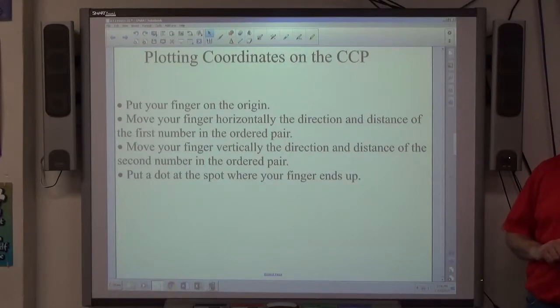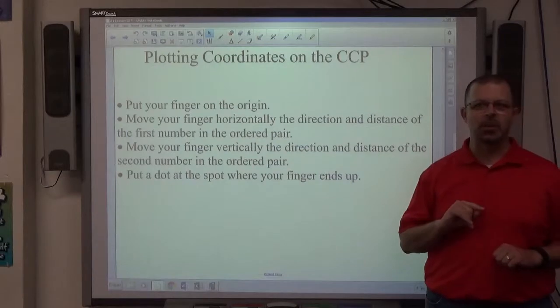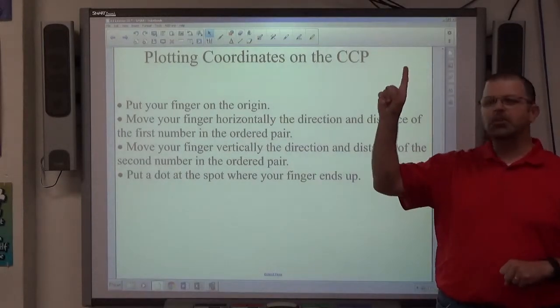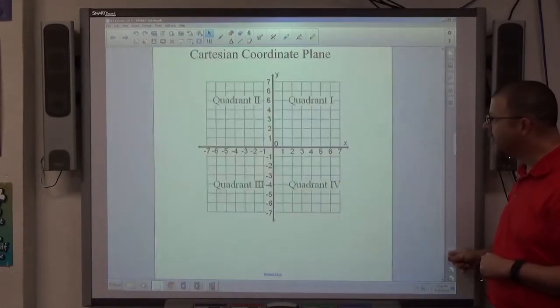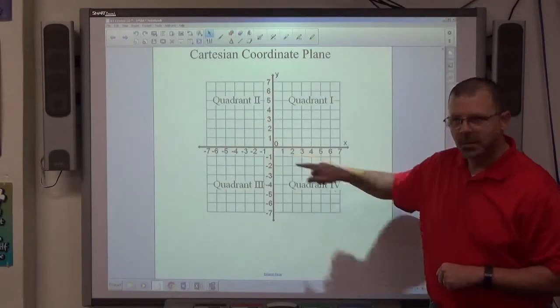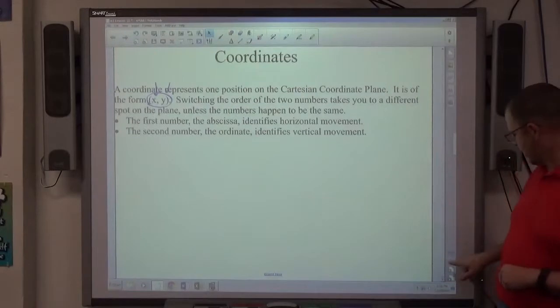Plotting a point. I know you guys know how to do this. I'm just going to pick out things that I've seen people do wrong and make sure you don't do it. Put your finger on the origin. The origin is where the axes cross. So going back here, that's the origin. Okay? Put your finger on the origin.